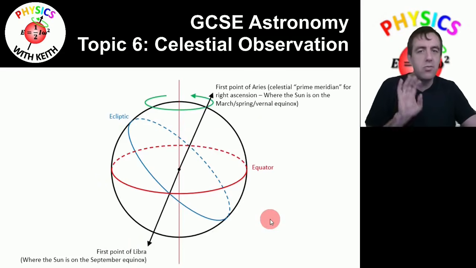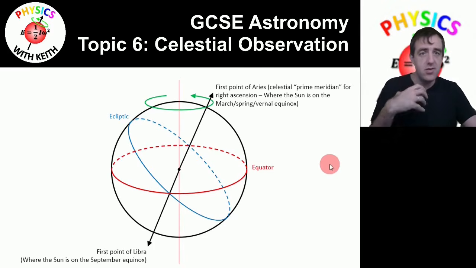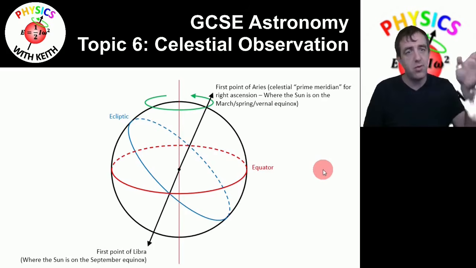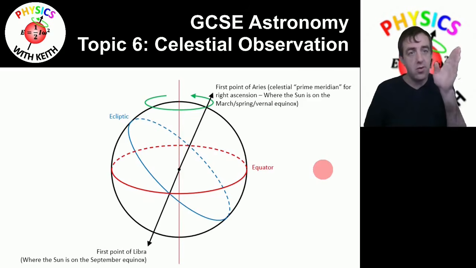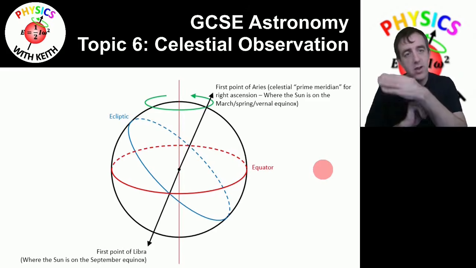So our celestial prime meridian is the first point of Aries. And we've covered this in an earlier video, but I'll just put it here again, just in case you want a refresher. In the vernal equinox, that's where the Sun is relative to the Earth. It's over there at the first point of Aries. So that is our 0 degrees right ascension. And as we look from right to left in the northern hemisphere, left to right in the southern hemisphere, we increase the angle from 0.